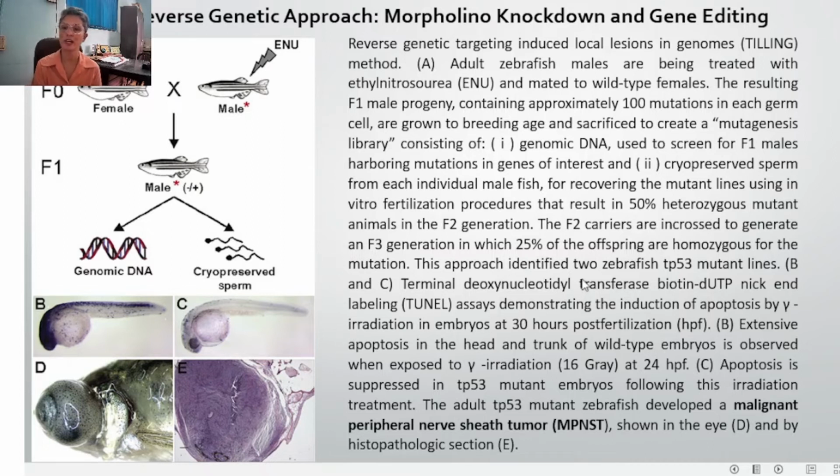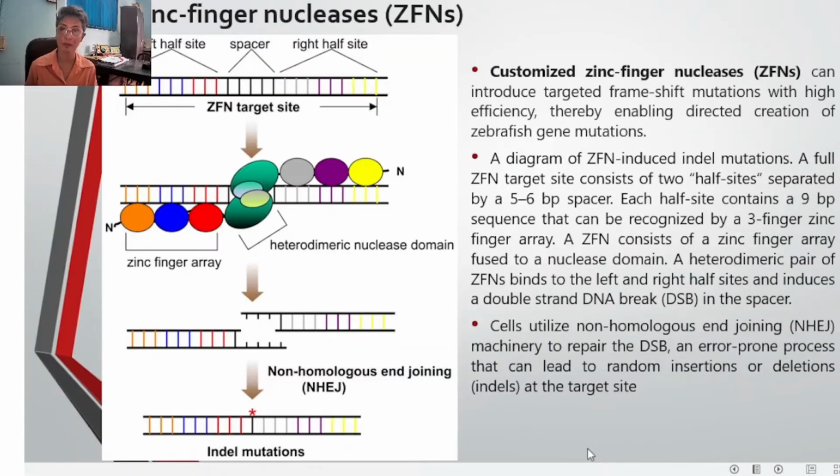This approach identified two zebrafish TP53 mutant lines which can be utilized for study purposes, and for the development of zebrafish that develop malignant peripheral nerve sheath tumor, that is MPNST. We can study this nerve sheath tumor with the help of this mutant strain of zebrafish, TP53. So this reverse genetic approach for developing a new mutant strain will be helpful for the study.